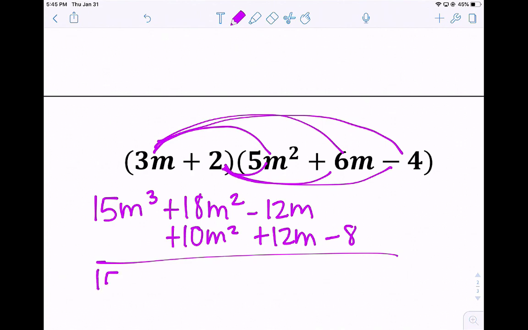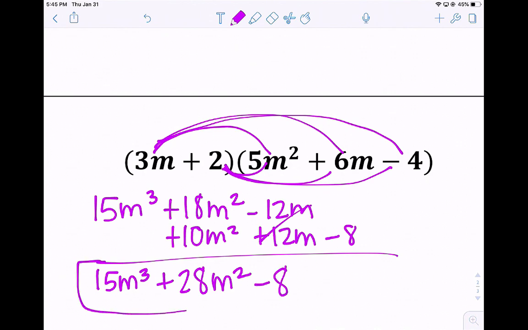So 15m cubed, 18m squared plus 10m squared is going to be positive 28m squared. Negative 12m plus 12m, these are opposites, so these are a zero pair. They cancel out basically. And then minus 8. So this time our binomial times a trinomial resulted in another trinomial, but we're missing our m term because it gave us 0. So the only time that happens is when something essentially gives you 0.